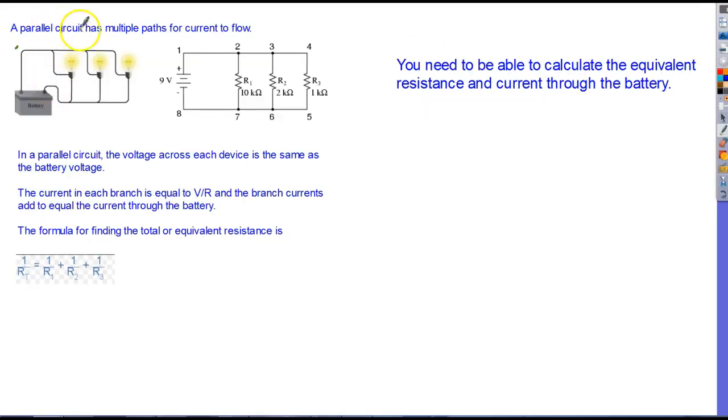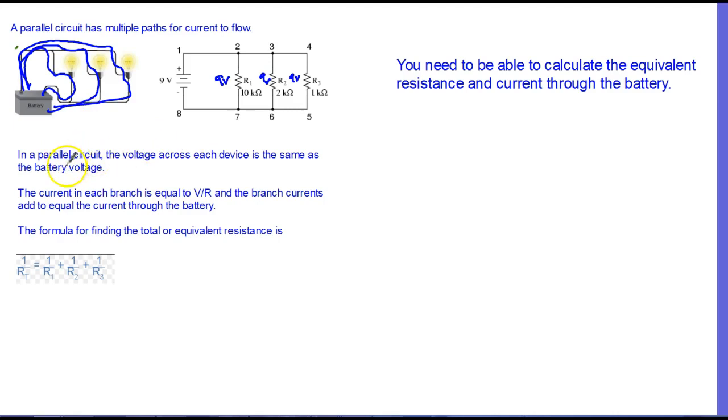The second kind of circuit is a parallel circuit. And so here's a picture, 3 light bulbs. Notice they kind of are all connected directly across the battery. That one's connected across the battery, that one's connected across the battery, and this one's connected across the battery. So they're all connected directly to the battery, so each of them would have a 9-volt potential difference across it because they're all directly connected to the 9-volt battery.